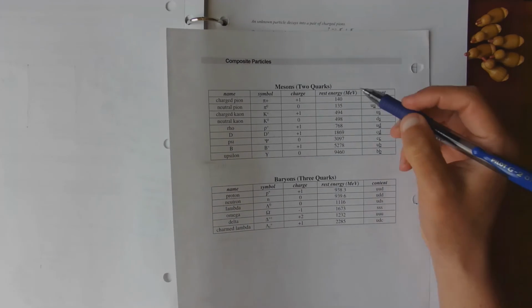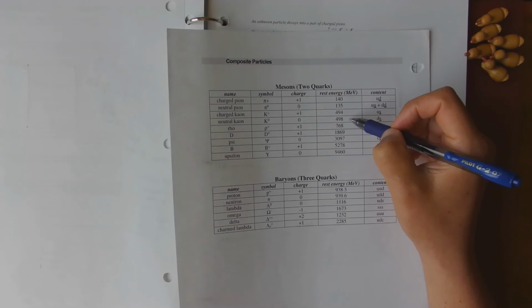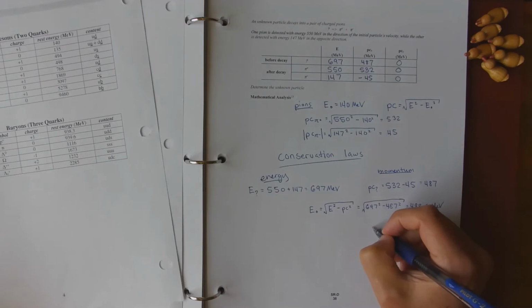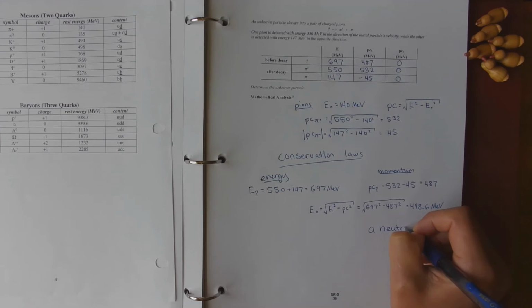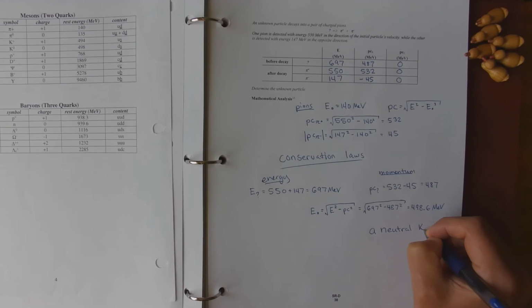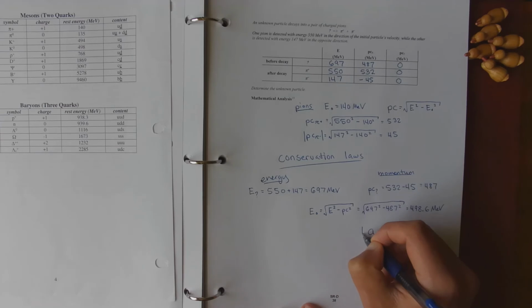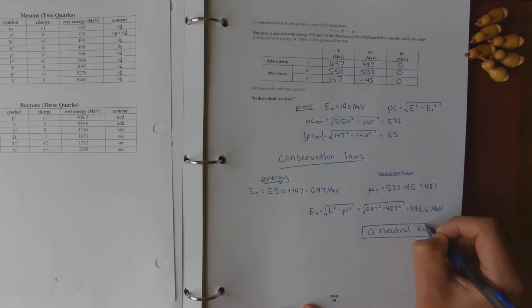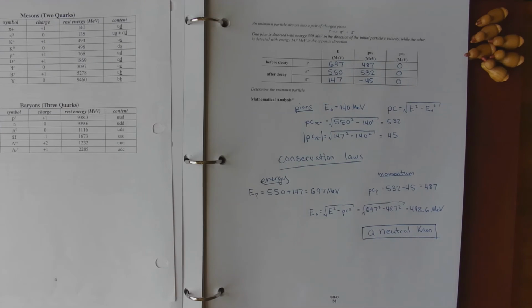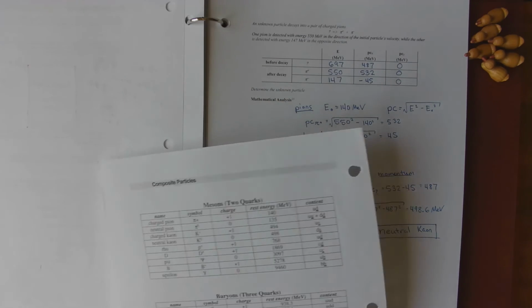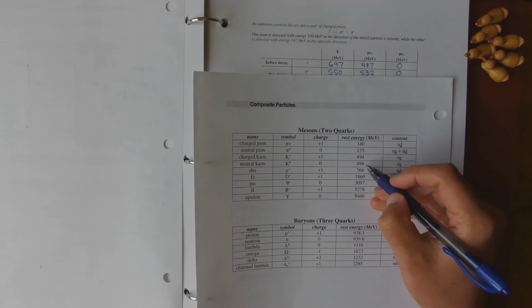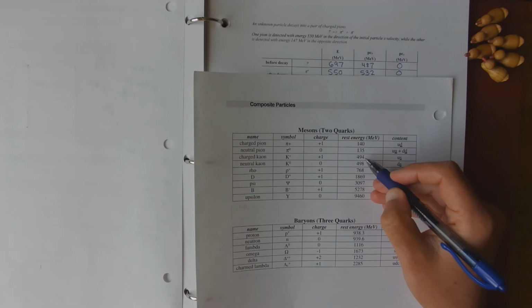498 would be a neutral kaon. So the unknown particle is a neutral kaon. Also, suppose that we rounded and we weren't sure whether or not it was supposed to be a neutral kaon or a charged kaon. So let's say we were somewhere in between 494 and 498.